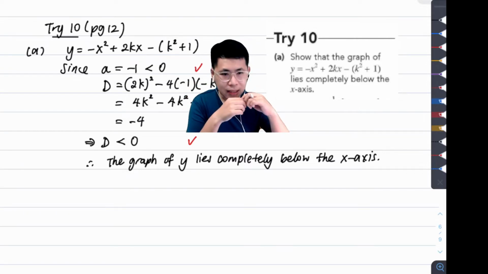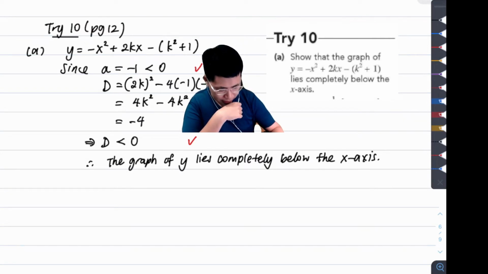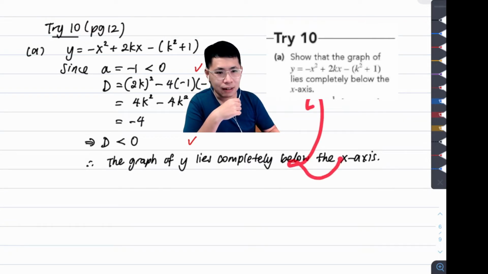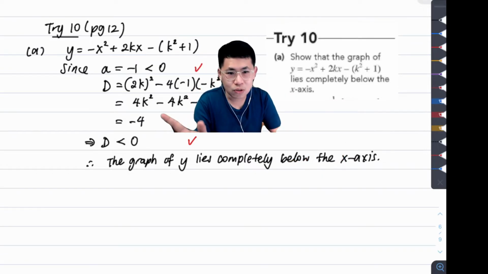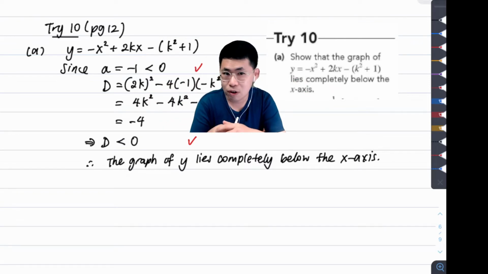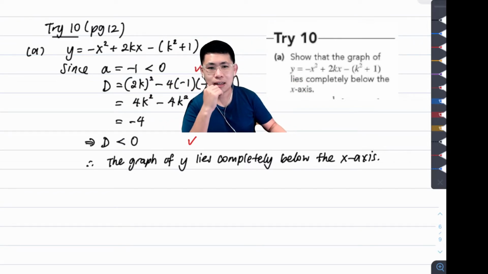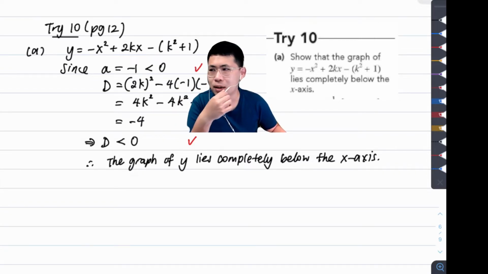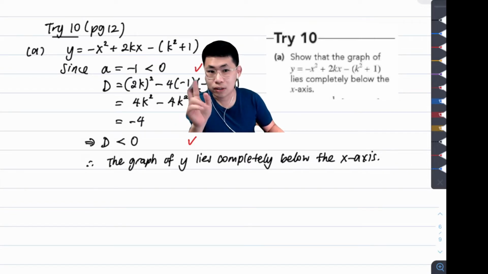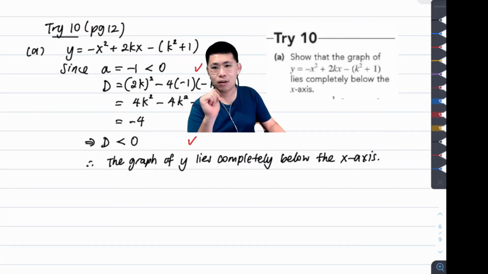Before we start, let us take a look at this part over here, the k squared plus 1. We have to more or less expand it so that we can have it in a general form. Let's not do the long way, and let's try to do it using the two conditions, which is looking at A and looking at the discriminant.